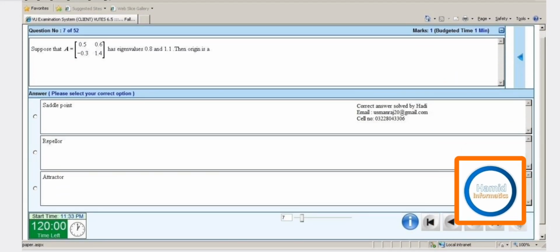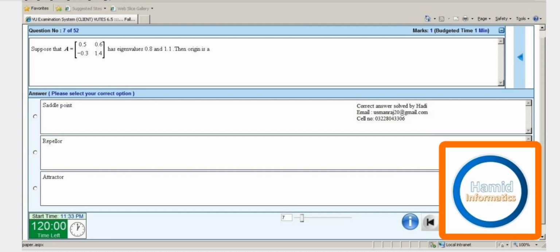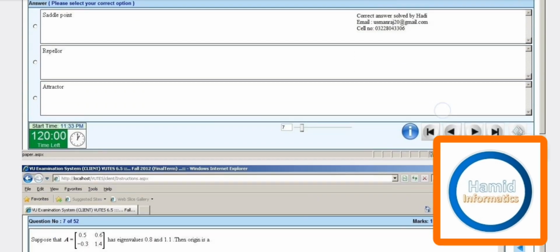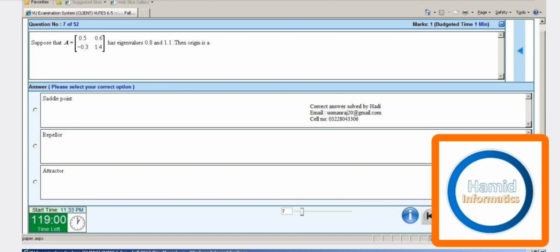Suppose that A equal to [0.5, 0.6; -0.3, 1.4] has eigenvalues 0.8 and 1.1, then the origin is a saddle point.